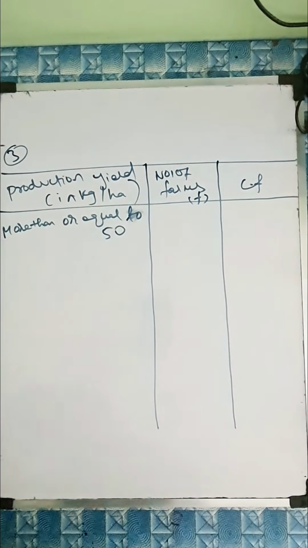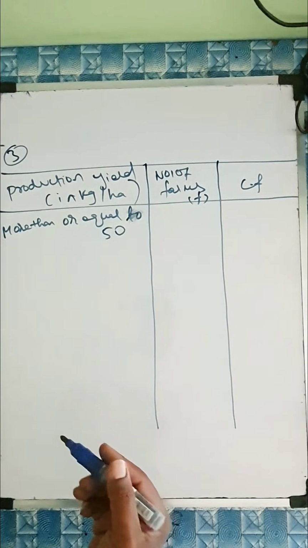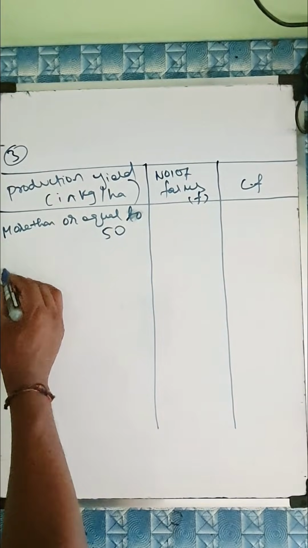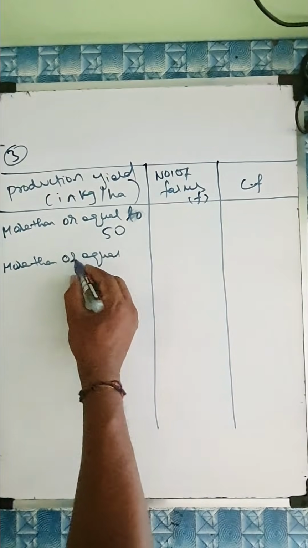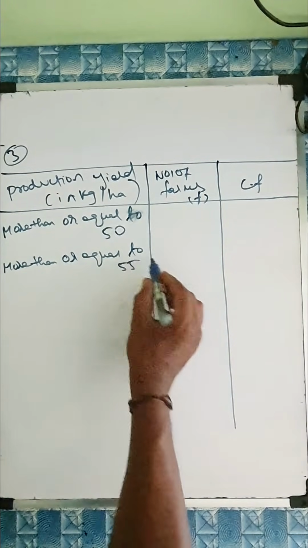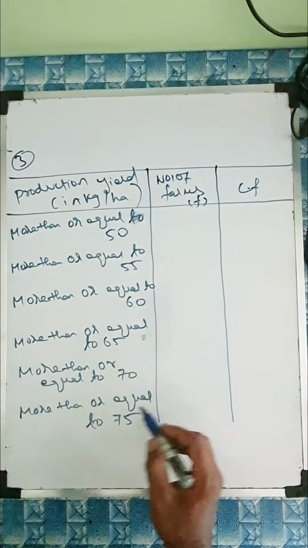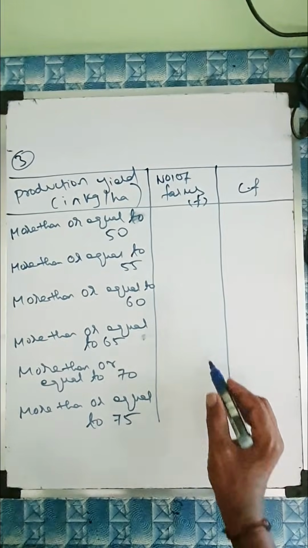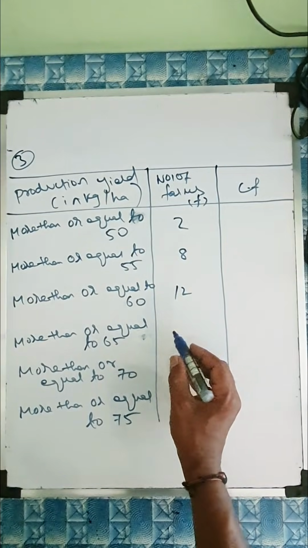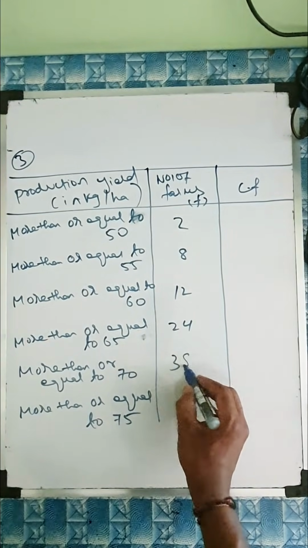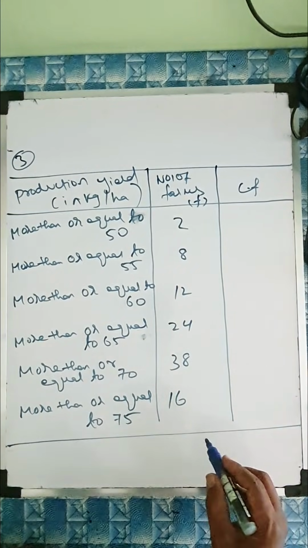Now we'll do all like that: more than or equal to 50, and next one more than or equal to 55, like that, all will be written. More than or equal to 60, 65, 70, 75, I wrote like that. And the number of farms is given in the question: 2, 8, 12, 24, 38 and 16.